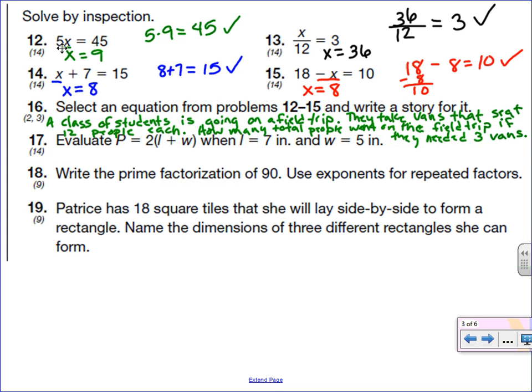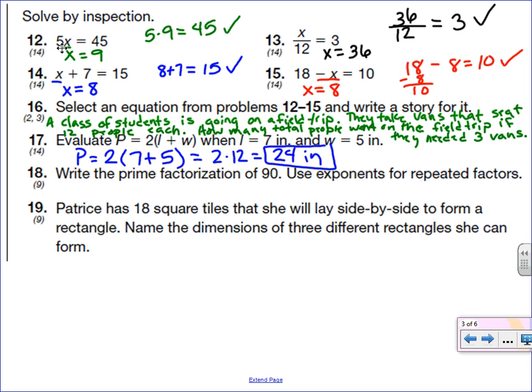Number 17, evaluate. The perimeter equals 2 times the length plus the width when length is 7 and width is 5. Perimeter is 2 times the length, 7, plus the width, 5. That means 2 times 12, which is 24 inches. Perimeter uses the same units as the length.